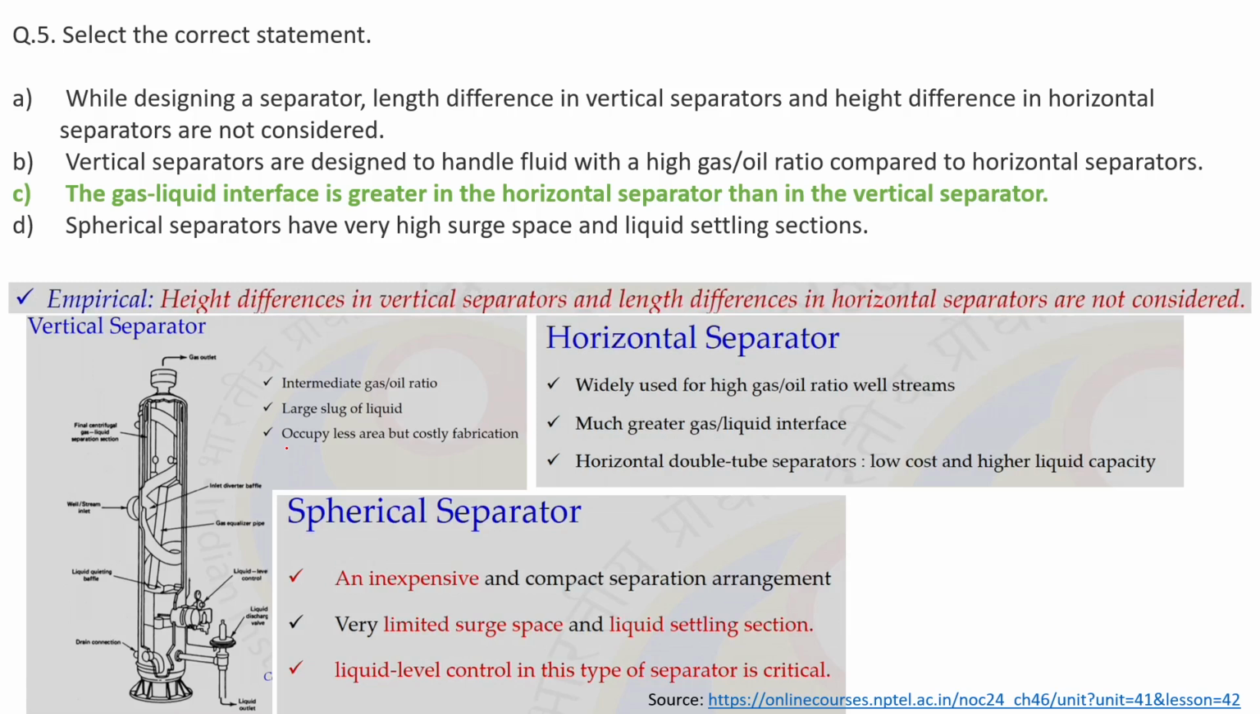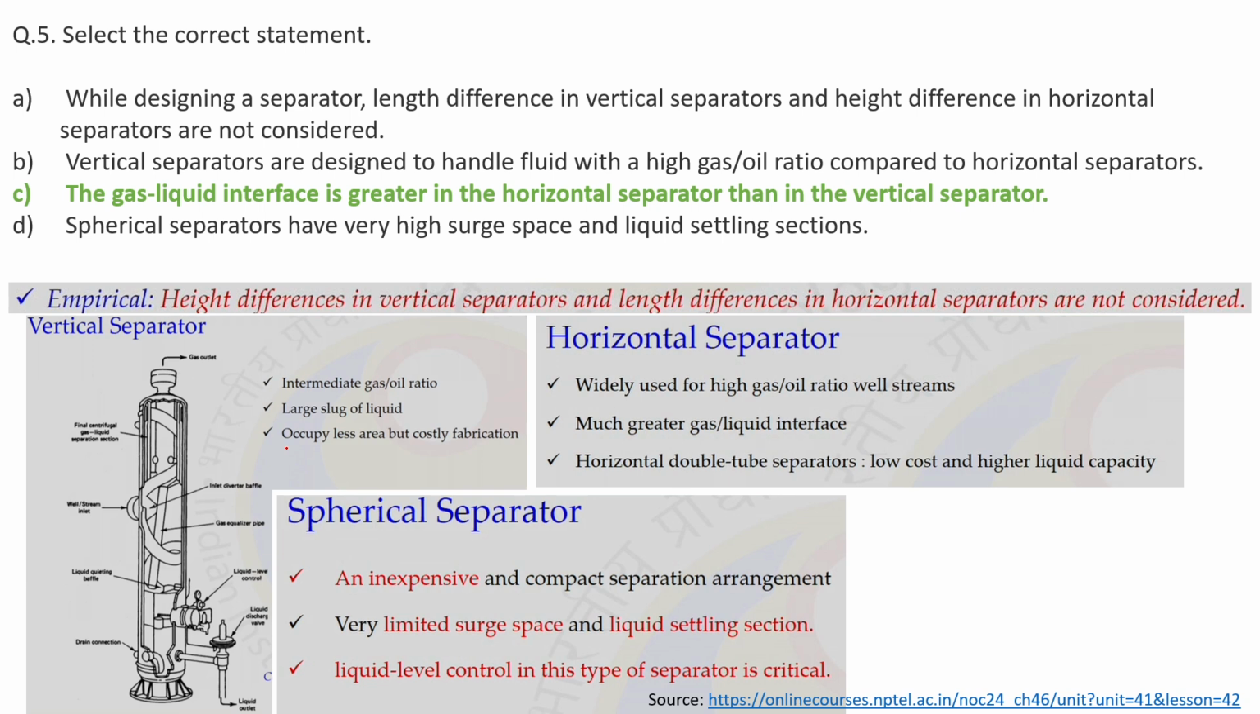So yeah, your answer is the correct one. So let's discuss the different separators. The first statement they're talking about is an empirical statement. The actual empirical statement states that the height difference in vertical separators and length difference in horizontal separators are not considered. Whereas the first statement is saying that the length difference in vertical and height difference in horizontal separators are not considered, which is opposite to the empirical statement, hence it is not the correct one.